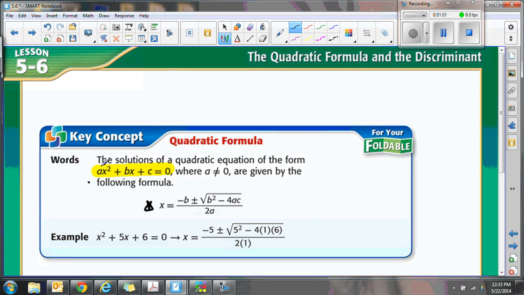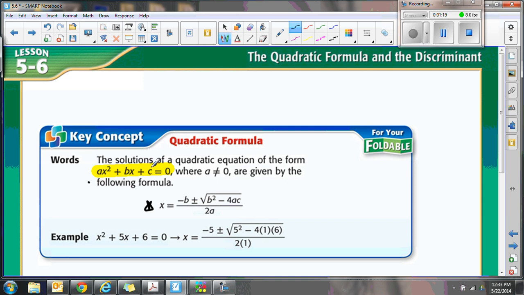The a is the number in front of x squared, the b is the number in front of x, the c is the constant term. And notice it has to be equal to 0 in order for this formula to work. If it's not equal to 0, that's your first step. Simply plug everything in and go through. The plus or minus is here because you will get two answers.